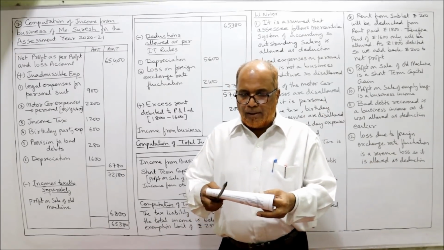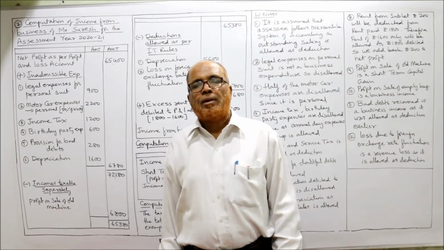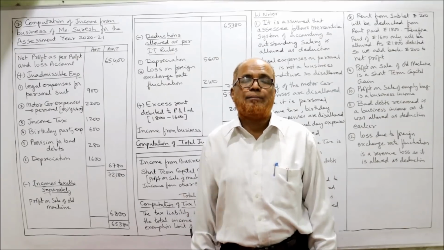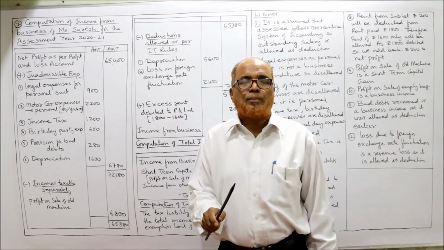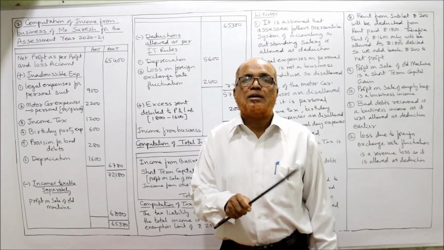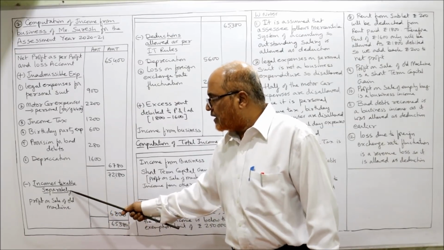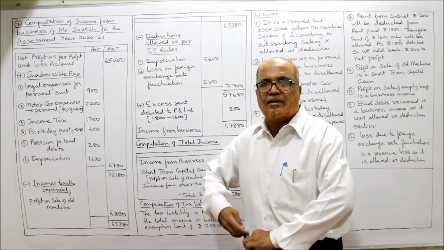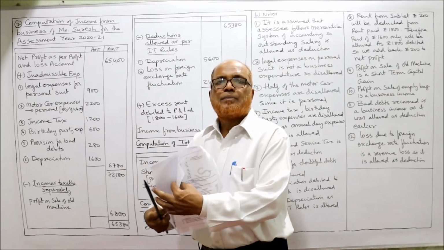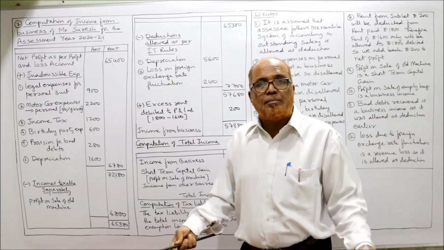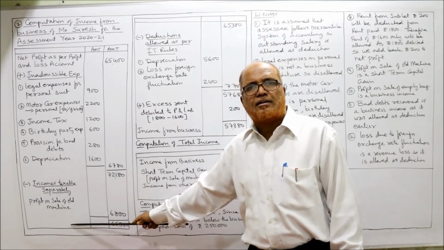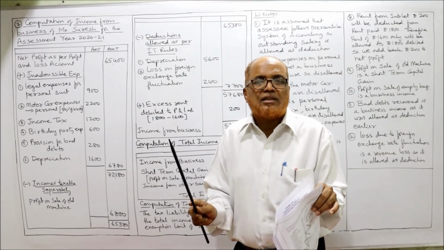Add back. Then profit on sale of old machinery. Profit on sale of machinery is a short-term capital gain. It's not a business income. Remember this point: according to the provisions of the Income Tax Act, profit on sale of machinery is a short-term capital gain. So we deduct it from incomes taxable separately: profit on sale of machinery, 6,800. Apart from that, profit on sale of empty bags is a business income. Nothing should be done. If it is not a business income, we deduct. If it is a business income, nothing should be done.